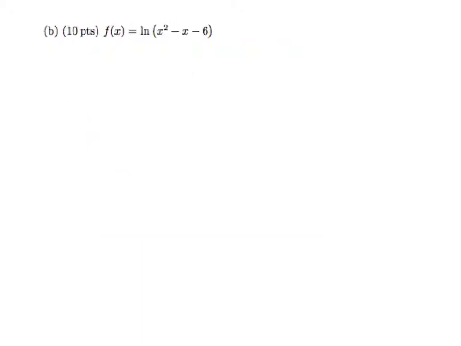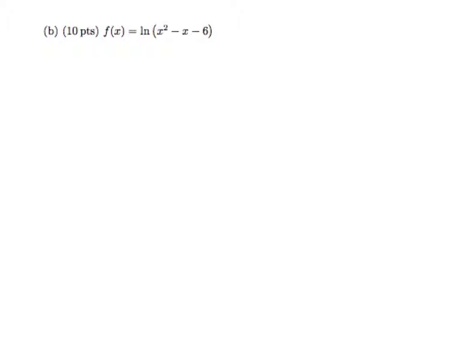Okay, this is problem number B. Again, we're finding the domain. And it says f of x equals ln of x squared minus x minus 6. And we know the trouble spots in our ln's are anything greater than 0 or less than 0.